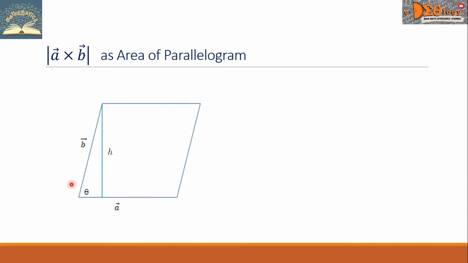From the right triangle formed, we can say that sine theta equals h, or the height, all over the magnitude of vector B. Manipulating this, we get h equals the length of vector B times sine theta. Now the area of the parallelogram is equal to base times height.